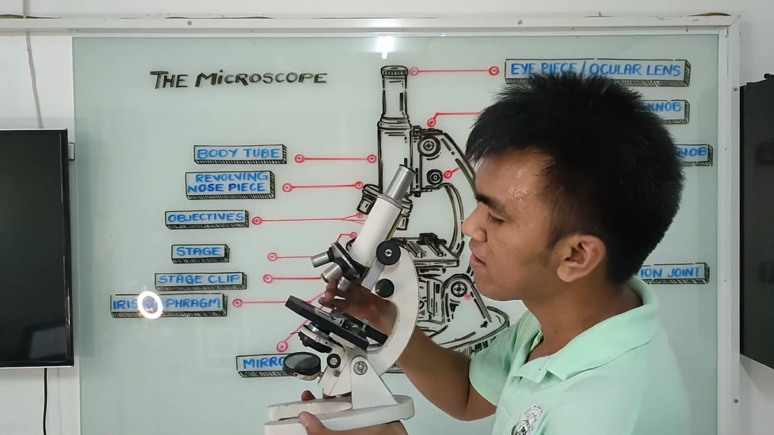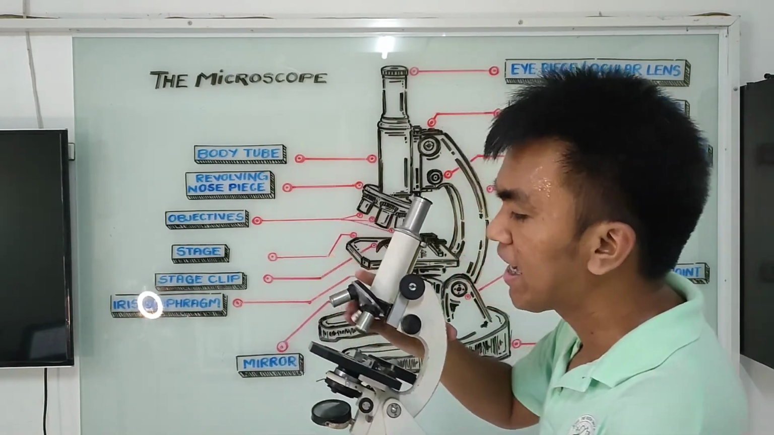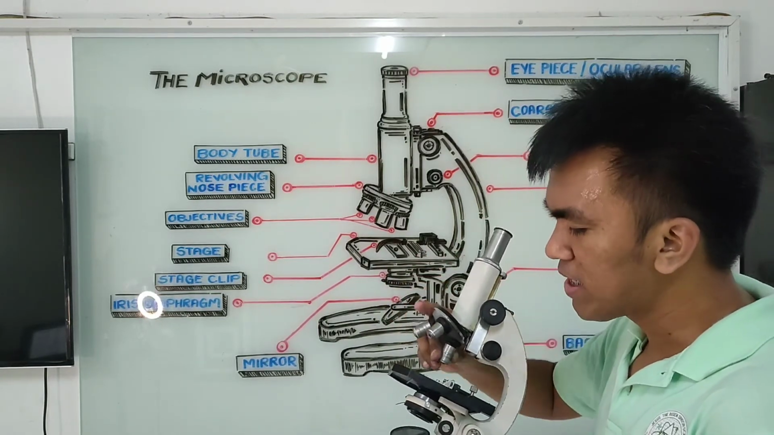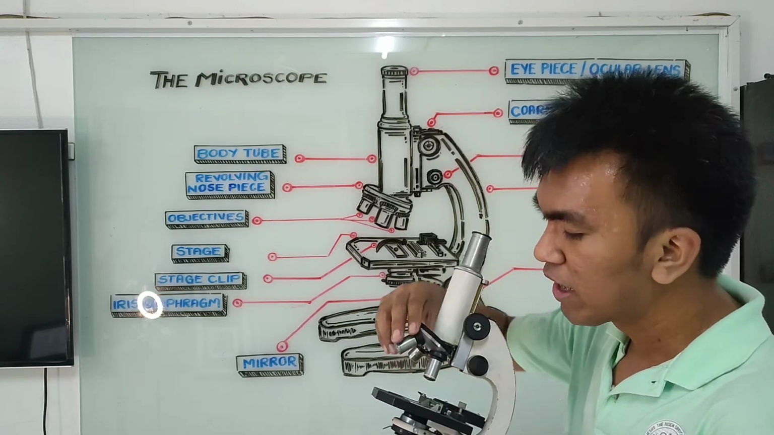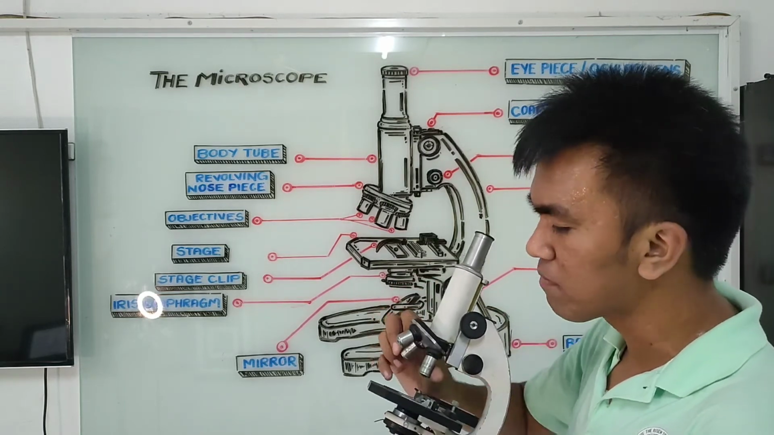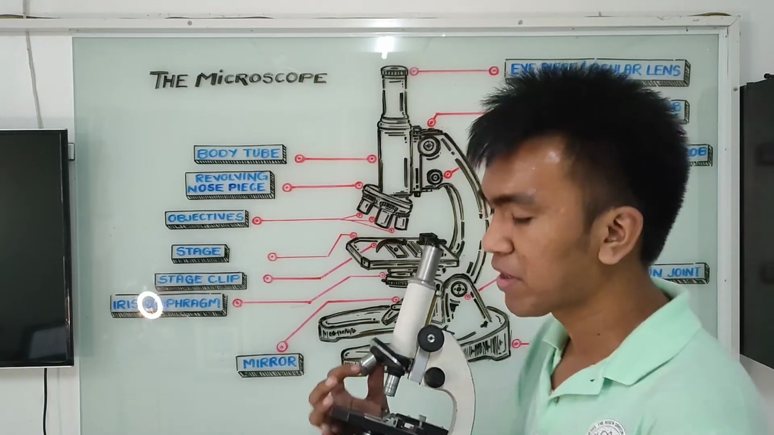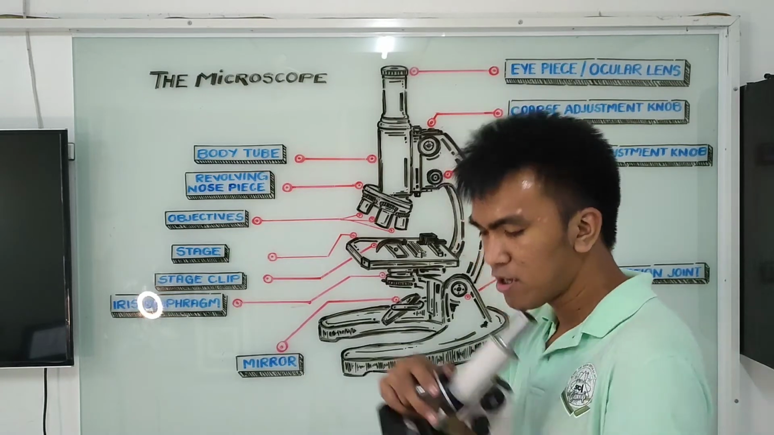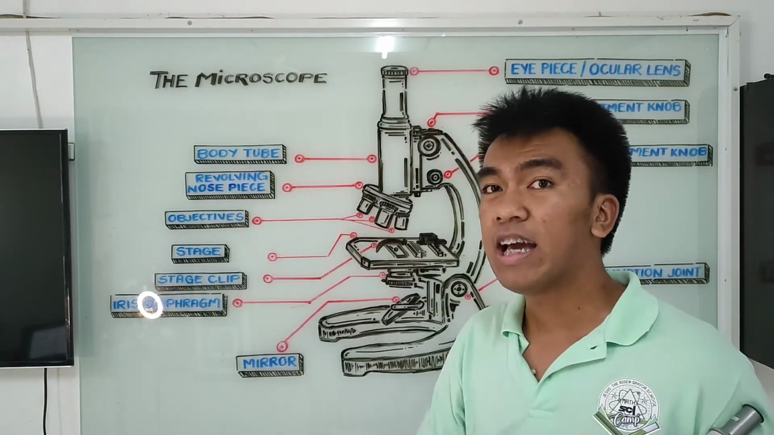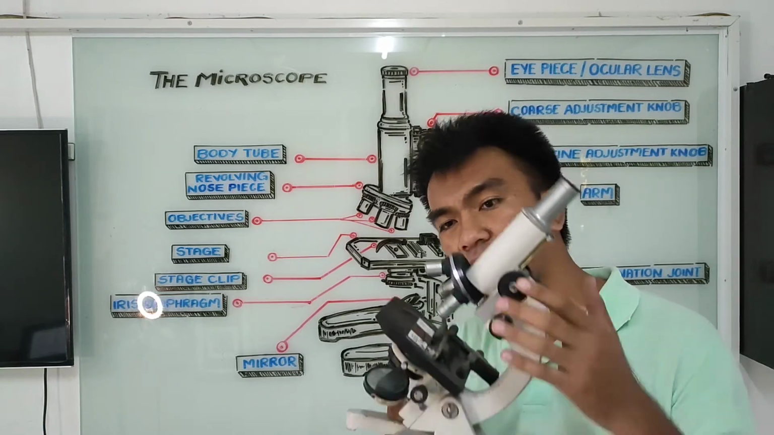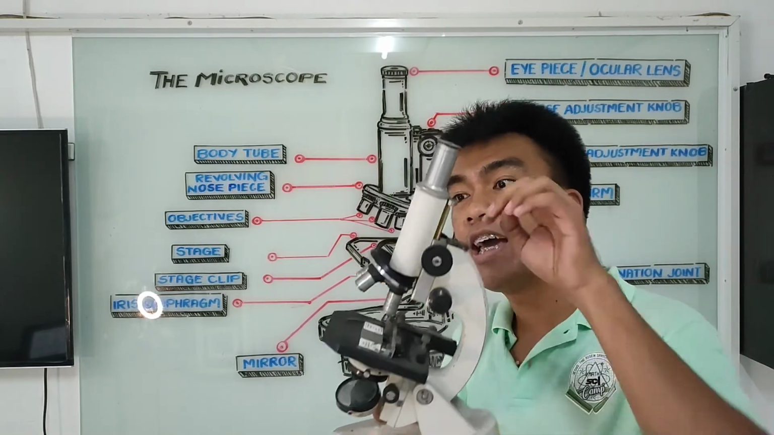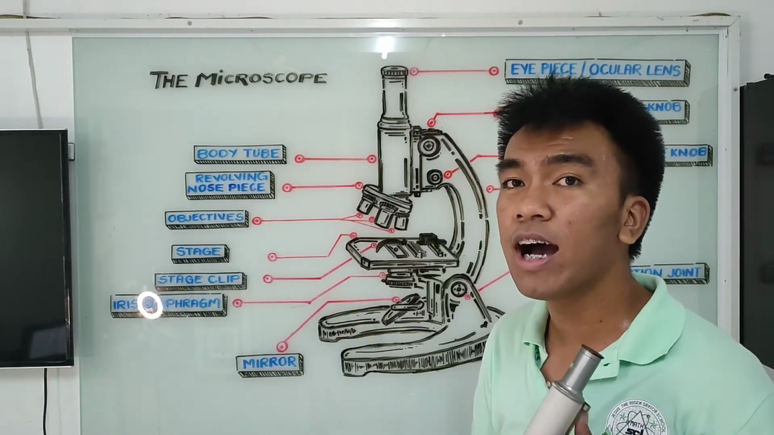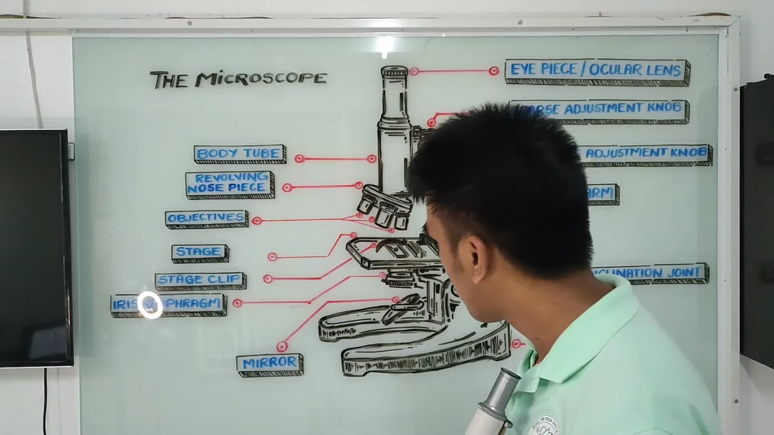This portion is the revolving nosepiece, and obviously it revolves. You can move this if you want to use the objectives or other objectives. There are three types of objectives here in my compound microscope. The HPO or the high power objective, the LPO or the low power objective, and the OIO, which is the oil immersion objective.